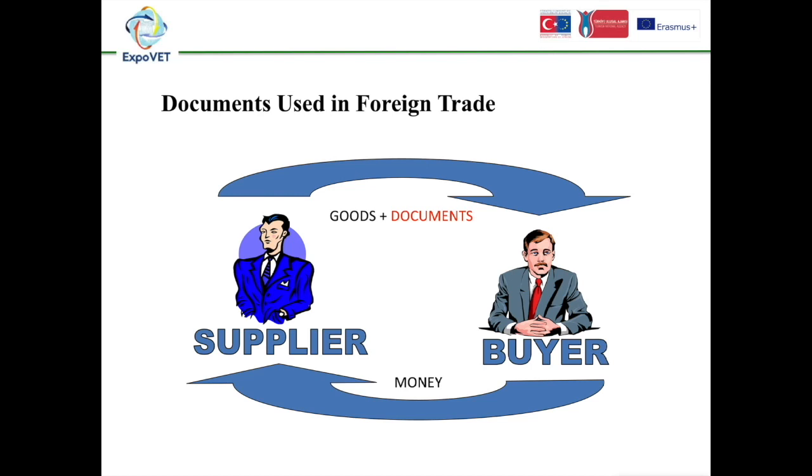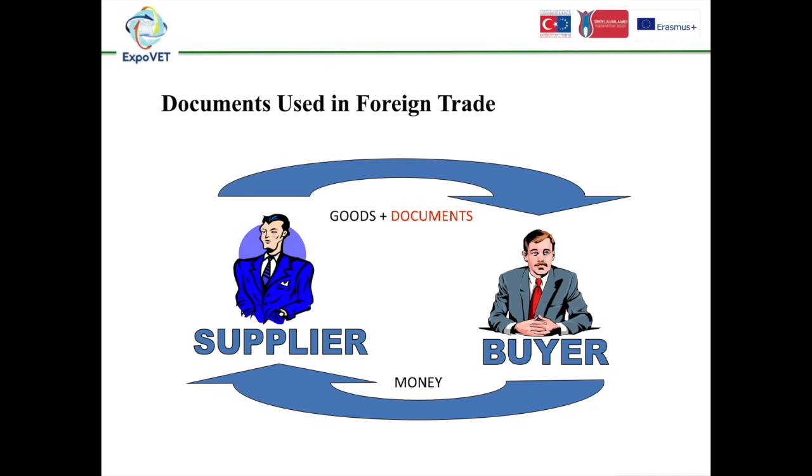In this stage, we will discuss the documents mostly used in foreign trade. It is obligatory to issue certain documents in the process of purchasing and selling goods in foreign trade. At the beginning, the importer and exporter come to an agreement among themselves and record the documents to be used in the foreign trade contract they have prepared. It is obligatory to issue these documents in order for the import and export processes to run smoothly.